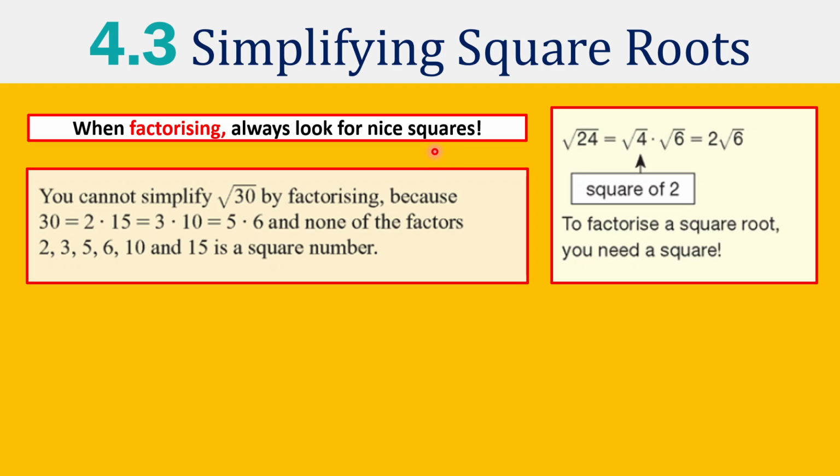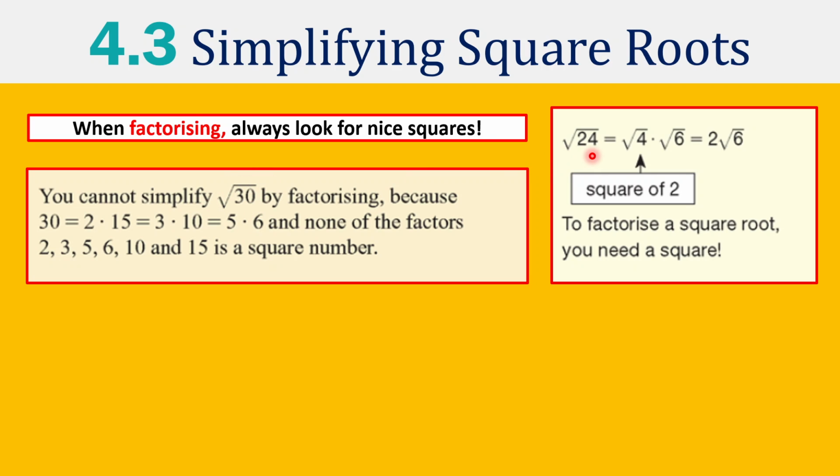Some numbers you cannot factorize. For example, square root 30, I cannot factorize because I can write down 2 times 15, and then I can write down root 30 is root 2 times root 15, but I cannot calculate those. I can write it down as 3 times 10, but those I can also not calculate mentally. And 5 times 6 I can also not. So root 30 you can leave as it is.